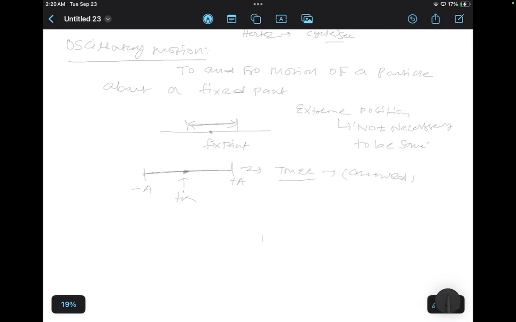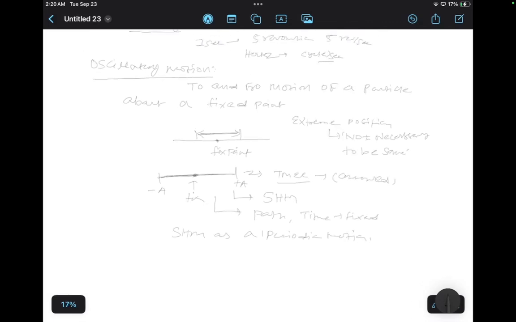Because if there is some kind of leaking force, like a resistive force, then the energy of the particle is going to leak, and it is going to lose its path. Here the particle is maintaining its path, which means the total mechanical energy of the particle remains conserved. This kind of motion we are going to study in this chapter is known as simple harmonic motion, or SHM. Here the path and time are both fixed, so we can say SHM is a periodic motion.